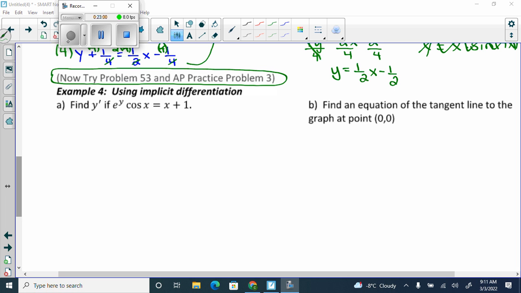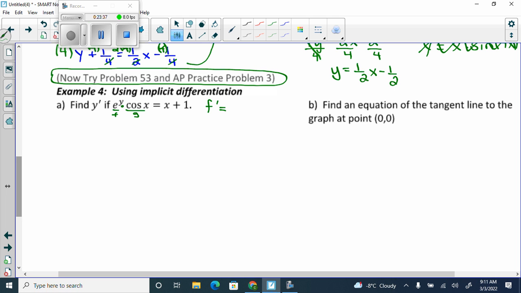All right. So, what do we notice on the left-hand side? E to the y. Gold star. So it's a product rule. So we are going to have an F and a G. Off to the side, we're going to write our F prime and our G prime, and we're going to do product rule on that side. This is my F, this is my G.